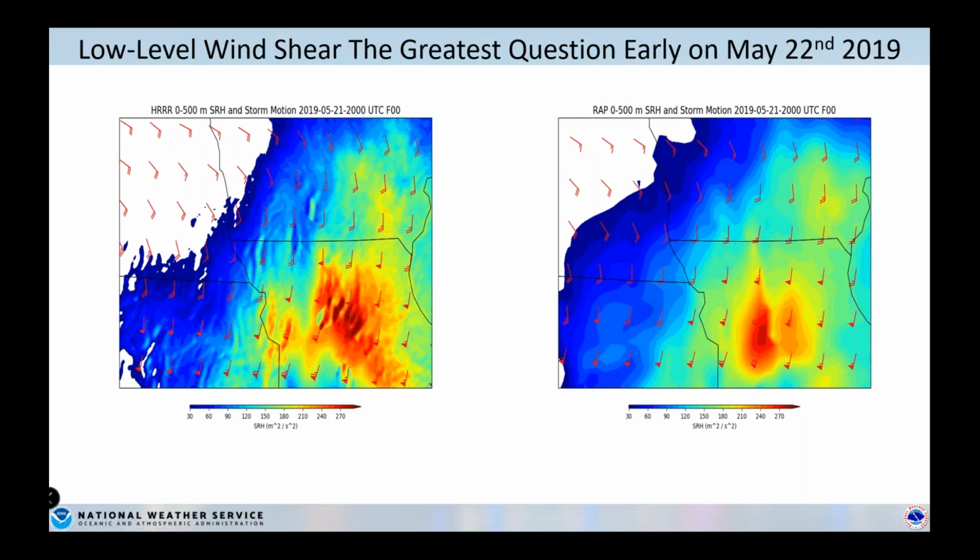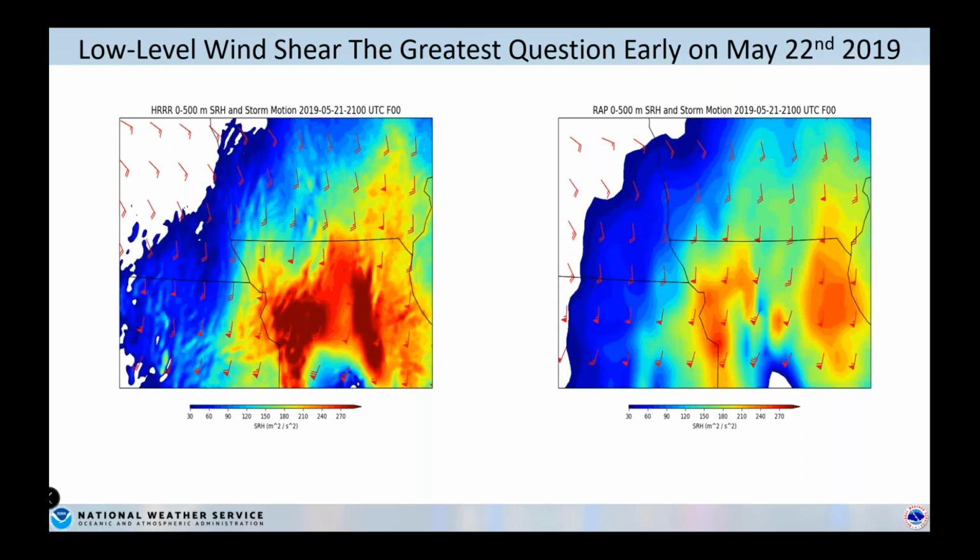And so at this time, we can see both the models are starting to depict an increase into Northeast Kansas and Northwest Missouri here with our storm relative helicity. Typically for tornadoes at this particular layer, the 0 to 500 meter layer, we're going to be looking for values anywhere between 90 and 150 meters squared per second squared to have the chance for tornado genesis. And as we go further into the afternoon, we continue to see those amounts increase here.